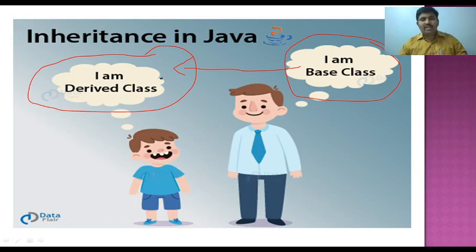So this is how we achieve it. Here the child class is called the derived class and the parent class is called the base class. Any name we can use. Our base class is also called the super class, and the derived class is also called the subclass. So we can call them by different names.